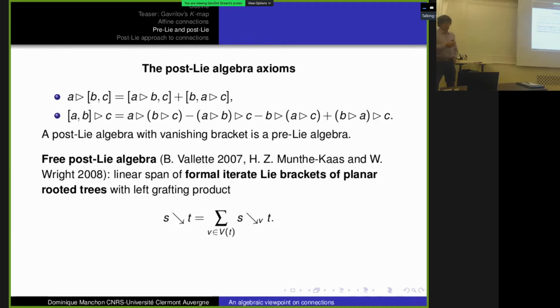Okay, so now what is the free post-Lie algebra? And you can find this in Bruno Vallette's paper and also in Munthe-Kaas and Wright's paper in the D-algebra version.